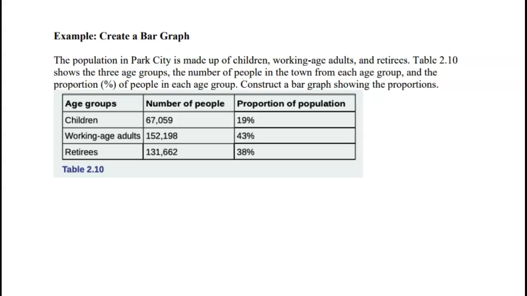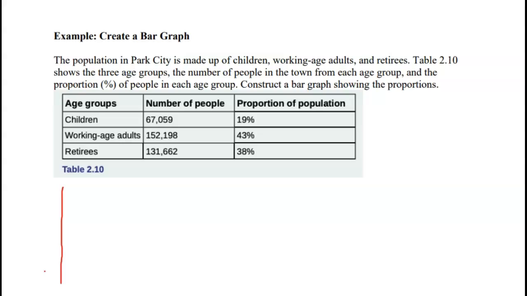So this refers to the population of Park City, which is made up of children, working age adults, and retirees. This table shows the three age groups and the number of people in town from each age group, and also the proportion of people in each age group. So we want to construct a bar graph showing the proportions.